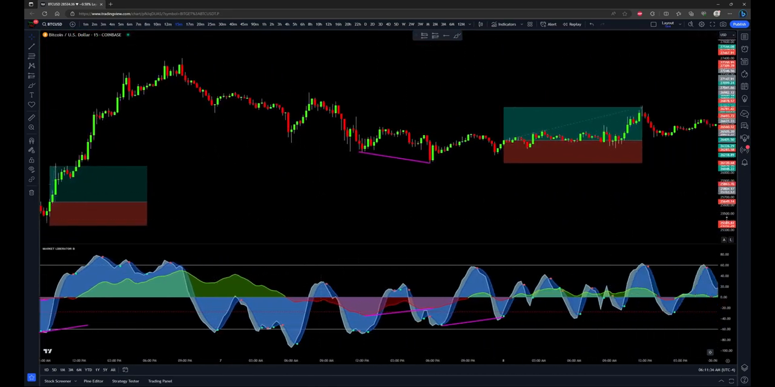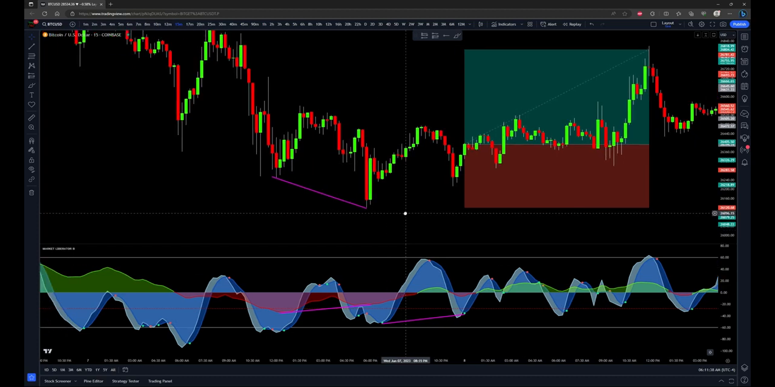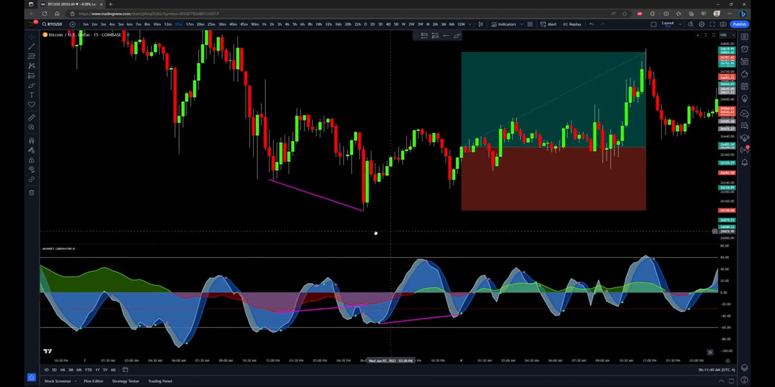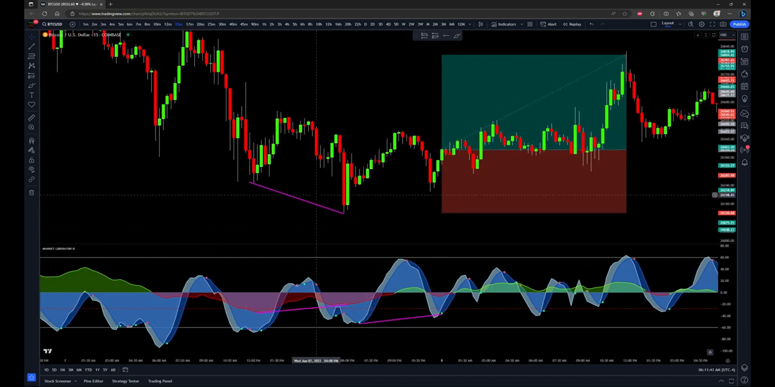Here's our next valid setup. So another bullish regular divergence. So we're looking at this coming down. We have our blue wave has gone oversold. And then we're looking for a higher low, regular bullish divergence on the red money flow wave here.